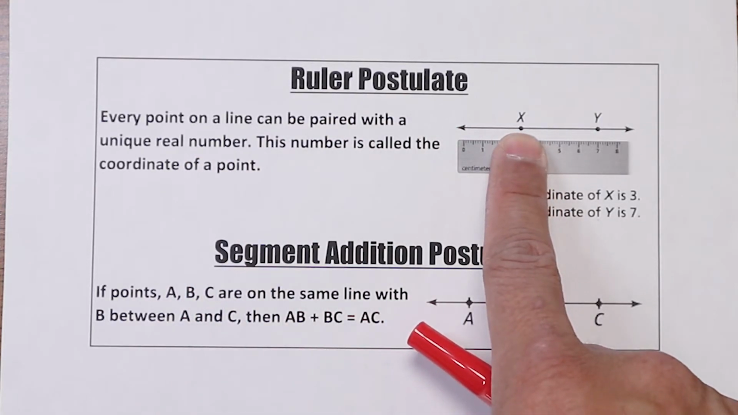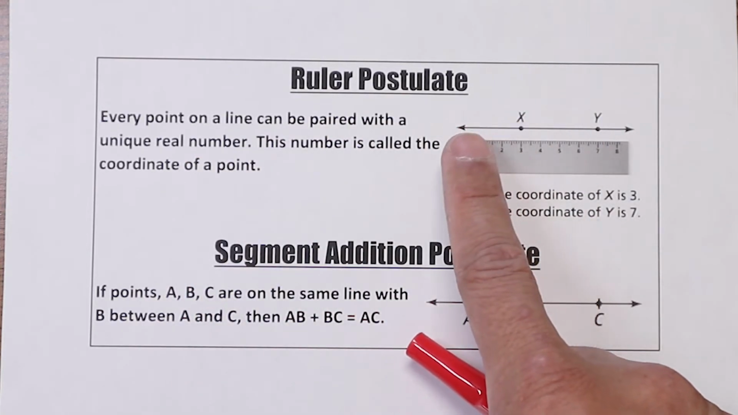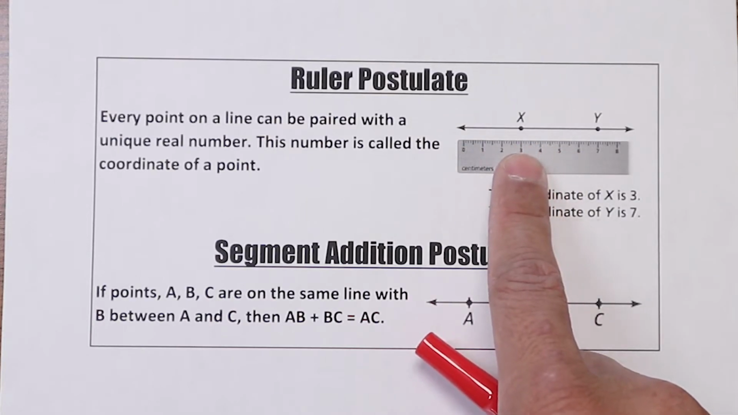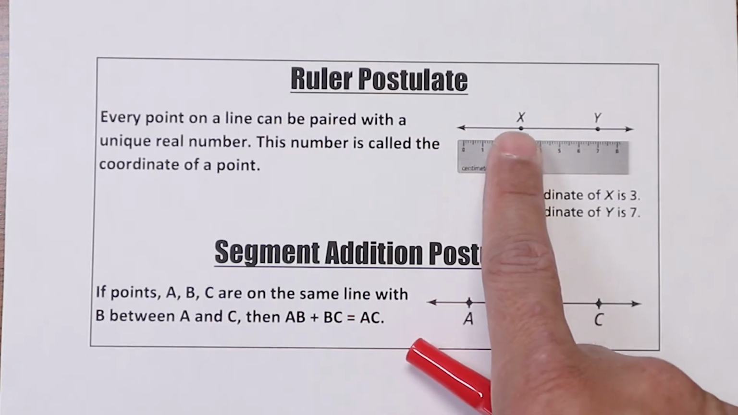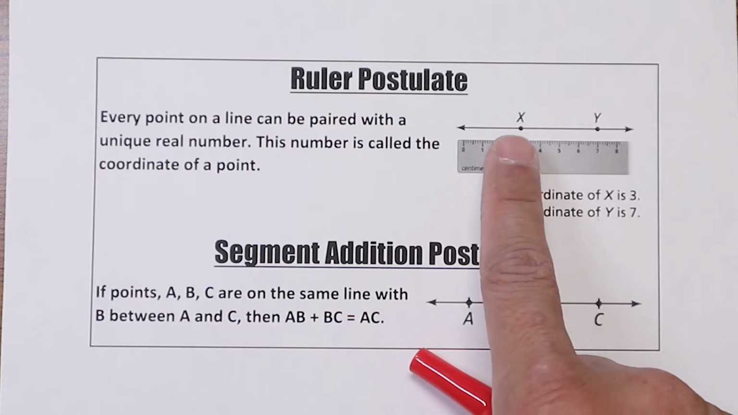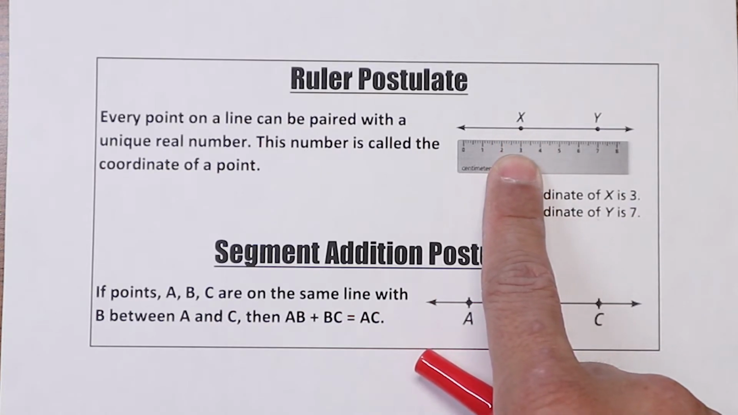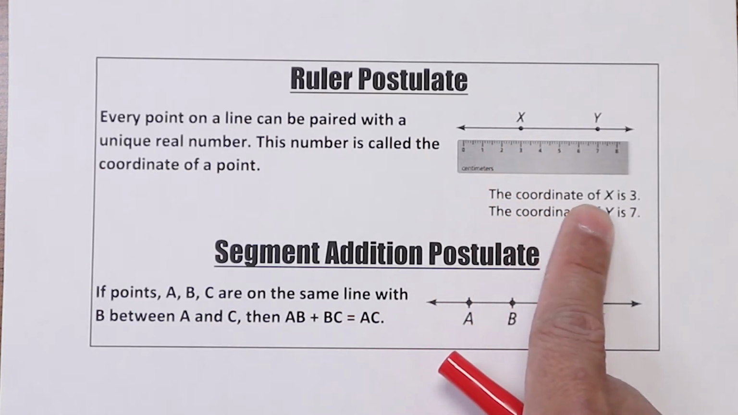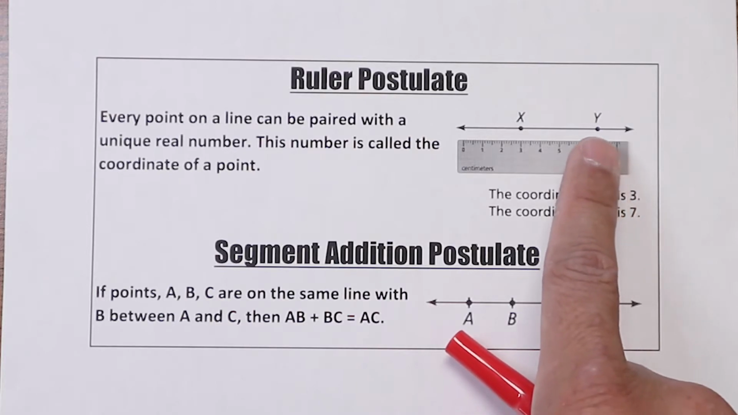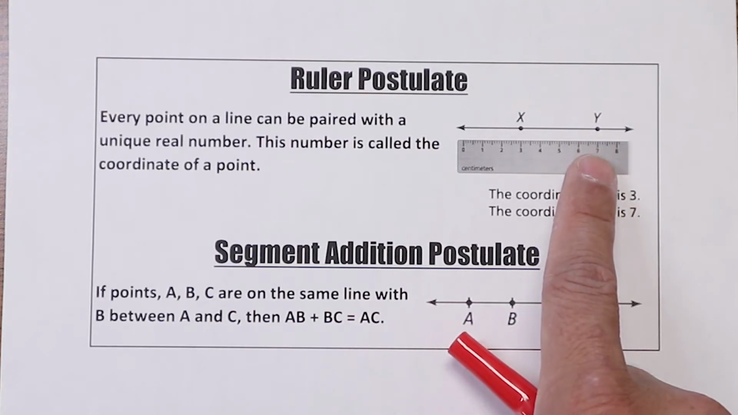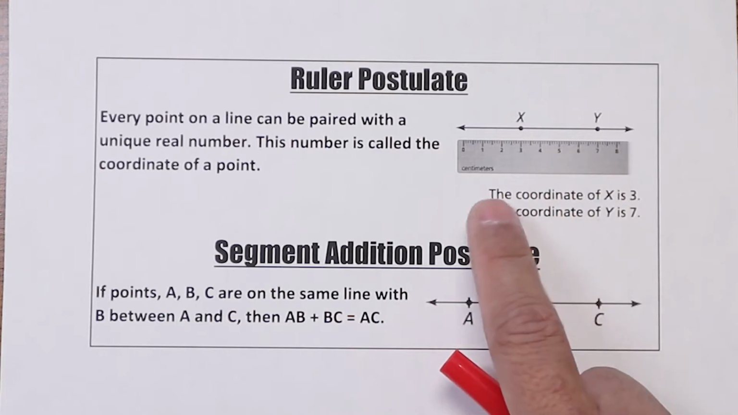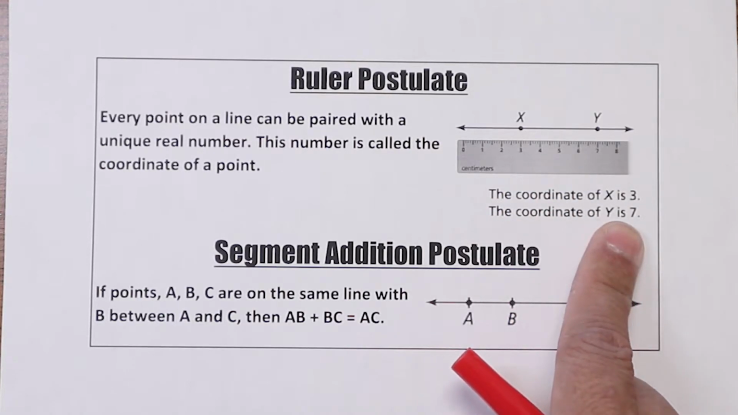So if you have a point x and point y, we could always use a ruler to find out the coordinates of these 2 points. So with a ruler, we see that x is located at the number 3, so we're going to say the coordinate of x is 3. Likewise, I see that the point y is at the number 7 on the ruler, so we're going to say the coordinate of y is 7.